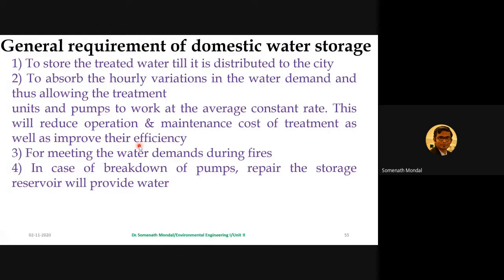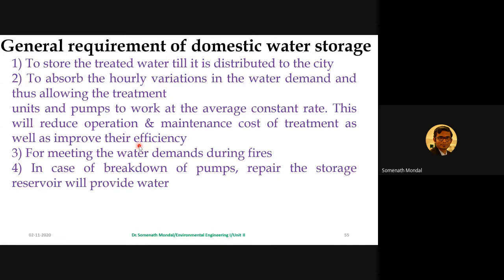Fine. Now, another requirement is meeting the water demands during fires. In case of fires, for a small time period, we need a huge amount of water. So the demand increases for a shorter period of time, and to meet that demand, we need to store the water somewhere. If we have a water storage facility, then that would help in fighting the fire.